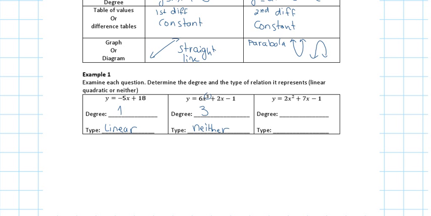How about the last one, 2x squared plus 7x minus 1? Quadratic. What degree is it? Good. Because I know that the highest degree is 2. X to the power 4 would be quartic. It's neither. The only two that we're going to learn right now are linear and quadratic. Later on, we'll learn something called exponential.